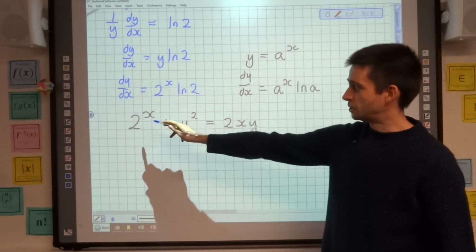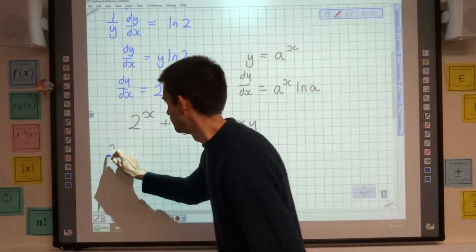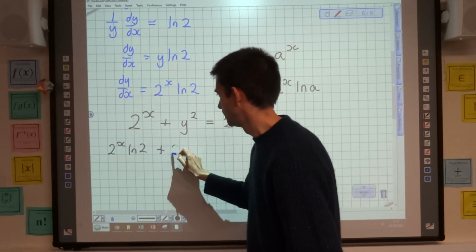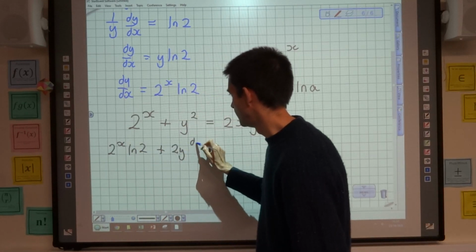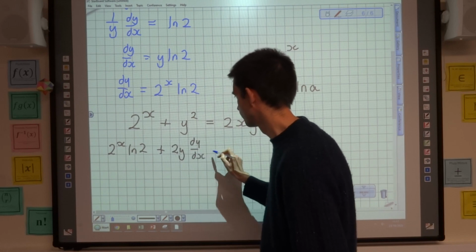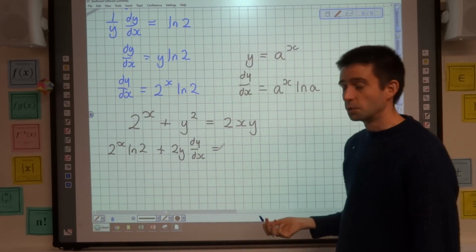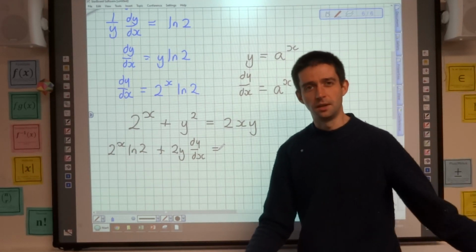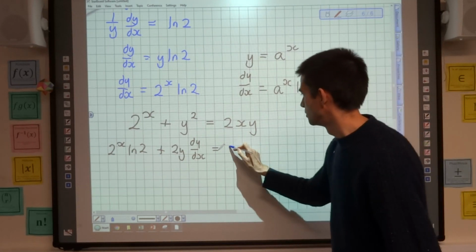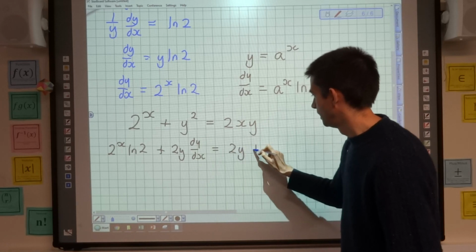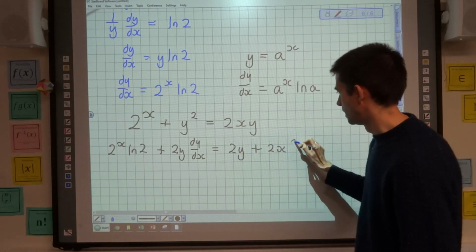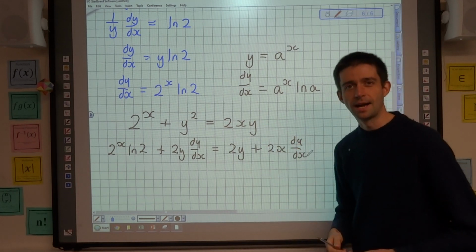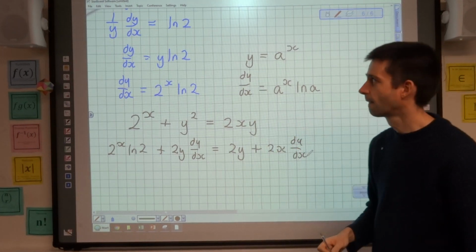I'm just going to differentiate each term at a time. We now know that 2 to the x differentiates to 2 to the x ln 2. y squared is going to differentiate to 2y dy dx. And on the right hand side we've got the product rule again. I'm not going to go through the whole thing again, we've done it in the 3 previous videos. So I'm just going to write that we get 2y plus 2x dy dx when you differentiate the right hand side using the product rule.